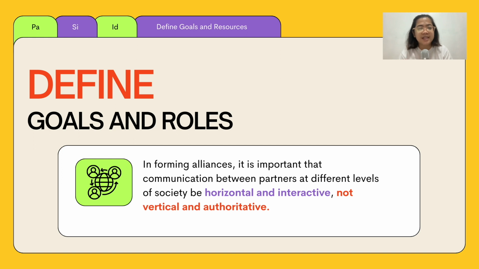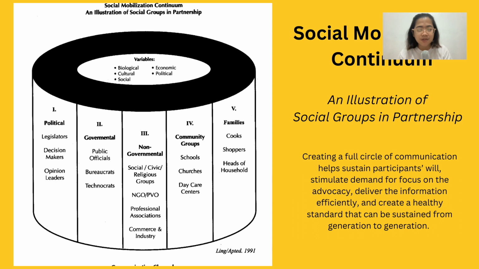In forming alliances, it is important that communication between partners at different levels of society be horizontal and interactive, not vertical and authoritative. There is still a tendency for experts to talk down at societal groups as someone inferior to them, but that is not what we intend in making partnerships. It is more productive to aim for the sort of circular flow of information between partners, such as shown in the social mobilization continuum.